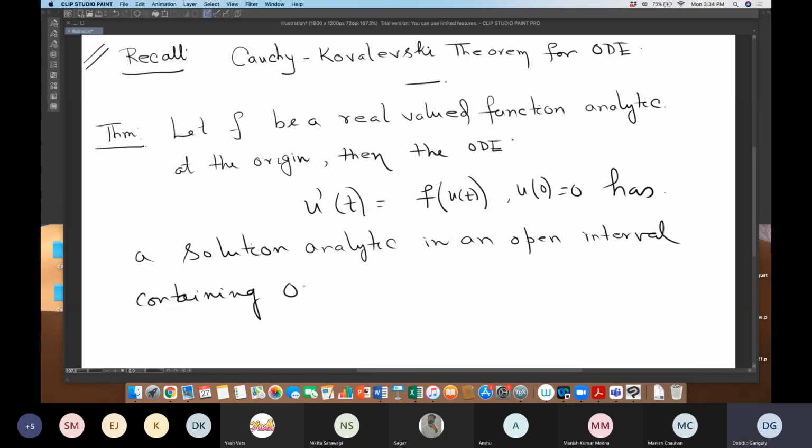So we start with this theorem: let f be a real analytic function. That means this f is given to be a real analytic function at the origin. The equation satisfied by u is u prime t equals f of u t, with u at 0 equal to 0. Then this equation has a solution analytic in an open interval containing 0. You can say it's a very simple Cauchy-Kovalevsky theorem for ODE, the simplest ODE one can think of.